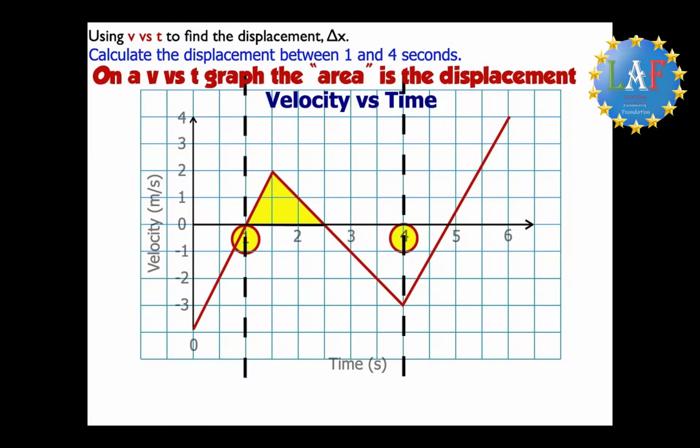So we use the velocity versus time graph to find the displacement. Calculate the displacement between 1 and 4 seconds, for example, in this graph. The displacement is calculated by the area of the graph. So we calculate the area of triangles or rectangles in case the velocity is constant.